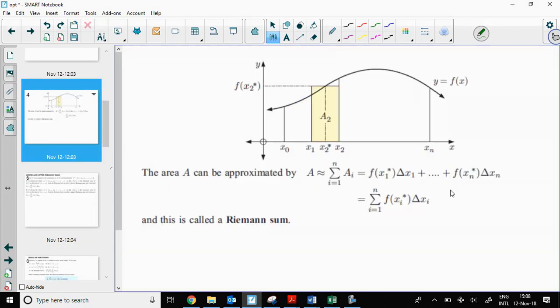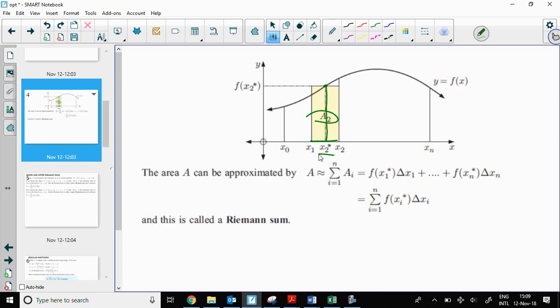Here is the illustration from the book. They did one for the second subinterval. So they've got x sub 2 star right here, they've got f of x sub 2 star right there. So this particular area, a sub 2, would be equal to x2 minus x1 multiplied by f of x2 star.